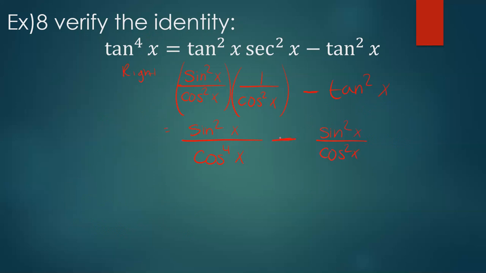Okay, so now we are technically subtracting fractions, right? So we need a common denominator. So over here we have a denominator of cosine fourth x, and then over here we have cosine square x. So our common denominator would be cosine fourth x, right? So over here we're missing a cosine square x. So go ahead and do that. So that would be, then over here we don't need to multiply anything because it's already cosine fourth x. So this would be sine square x minus, and then sine square x times cosine square x, all over cosine to the fourth x.